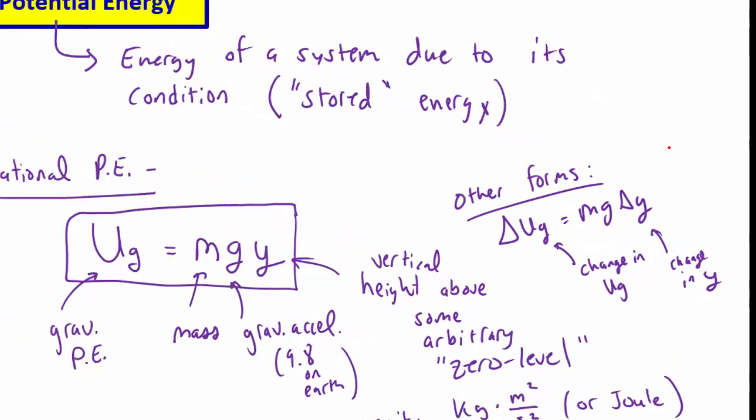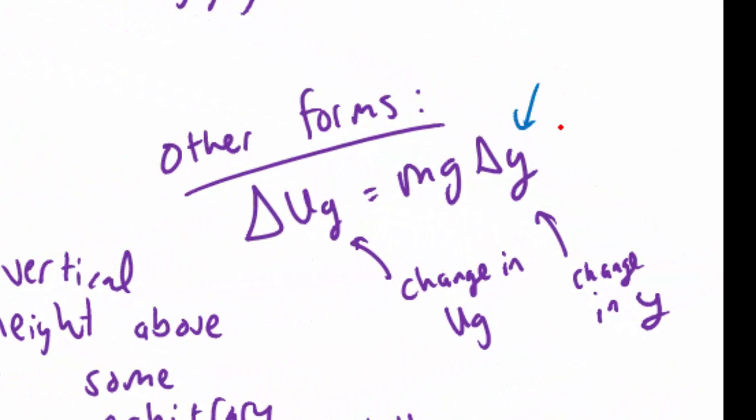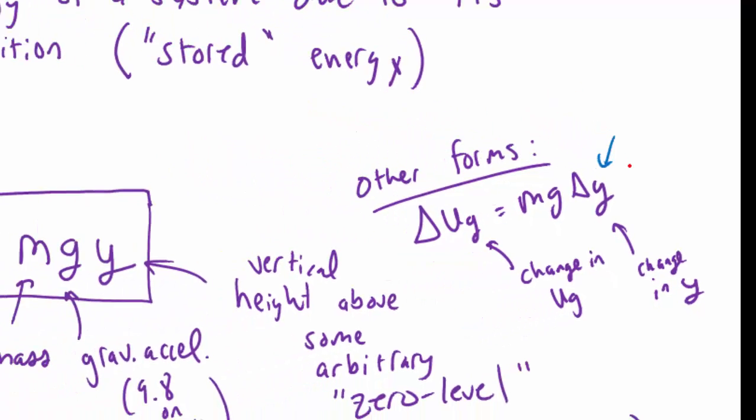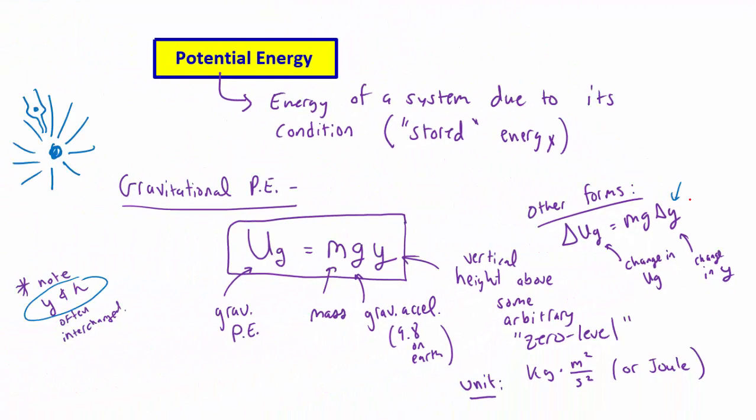Okay, so other forms of this equation, on your equation sheet you'll see delta U_g is equal to mg delta y. And this is just if our gravitational potential energy is changing due to some change in height. We can just look at the change in gravitational potential energy and the change in height. Our units are going to be what you would expect by taking mass and then meters per second squared times a unit of meter, or height. And that's also a joule. We're talking about the same thing here.